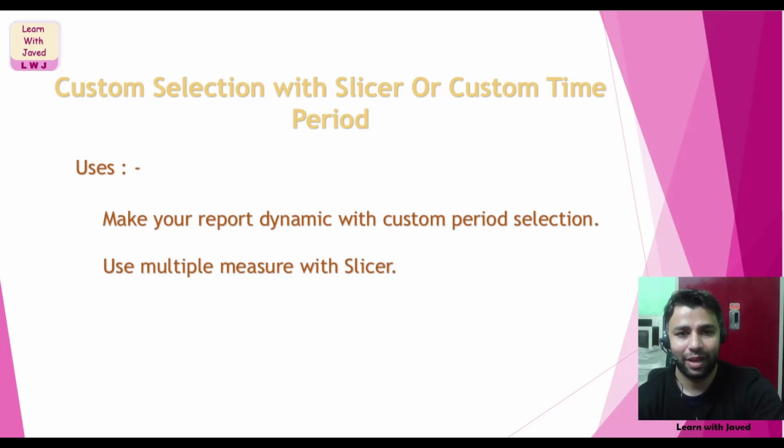In this video, I am going to teach you how you can create a custom selection slicer, or you can call it a custom time period. As you can see on my screen, I have written two uses of it. One is you can make your report dynamic with the help of a custom selection slicer, and the second, you can use more than one measure with a slicer. So without wasting time, let's jump into Power BI.